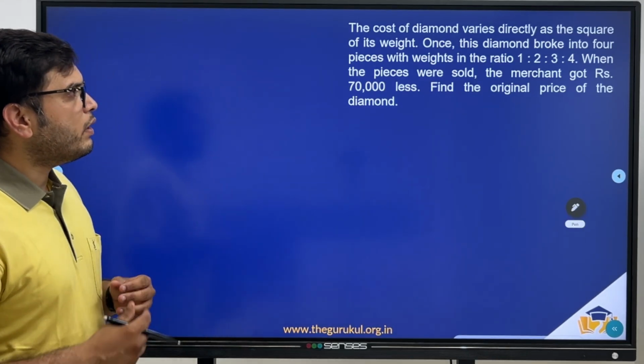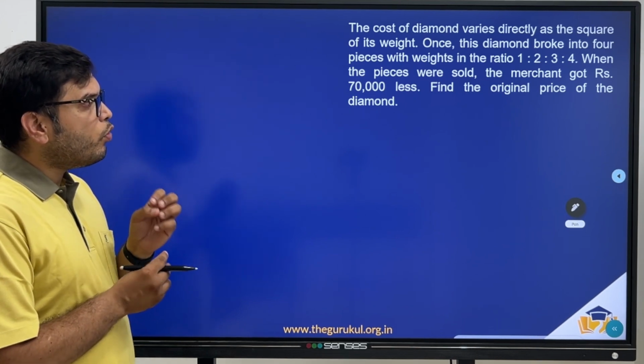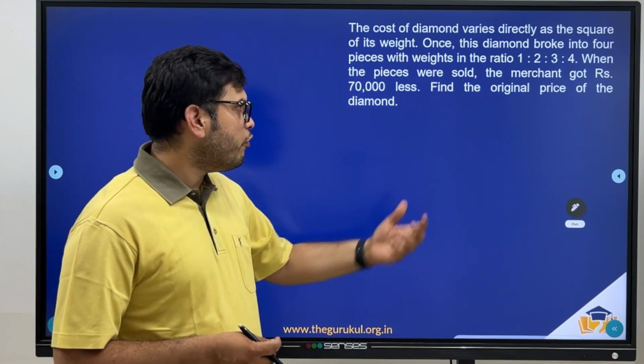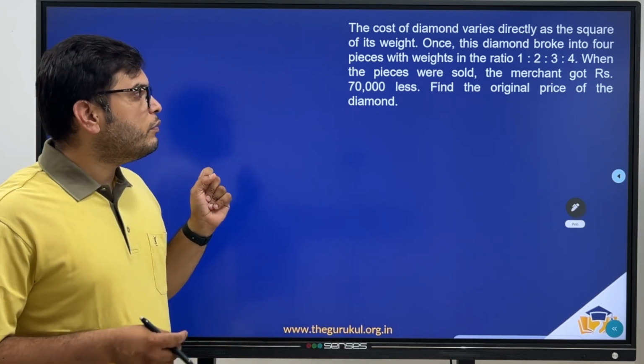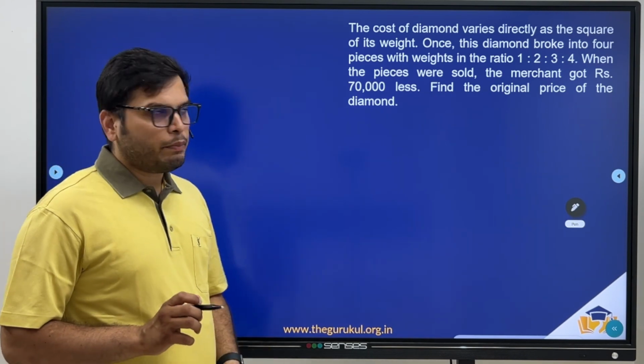The cost of diamond varies directly as the square of its weight. Once this diamond broke into 4 pieces with weights in the ratio 1:2:3:4. When the pieces were sold, the merchant got rupees 70,000 less. Find the original price of the diamond.